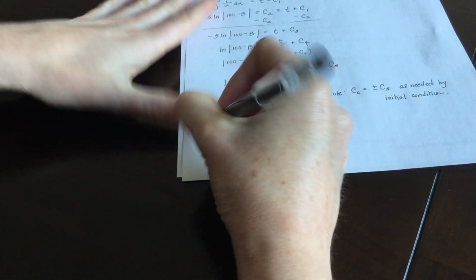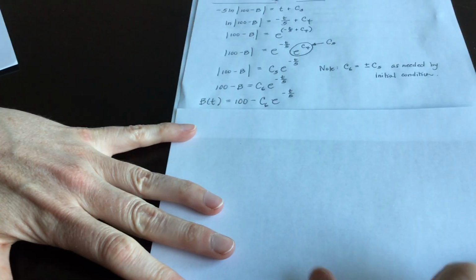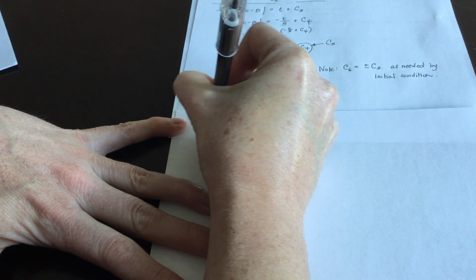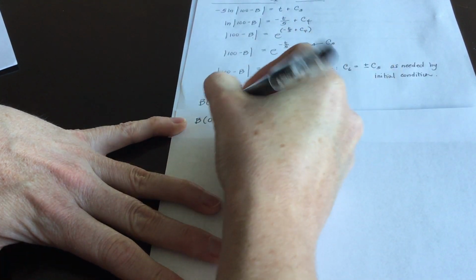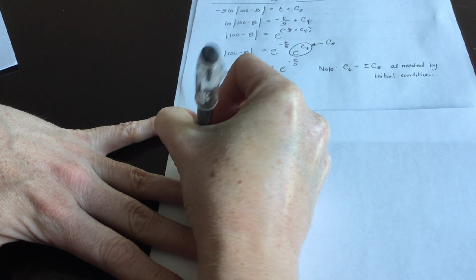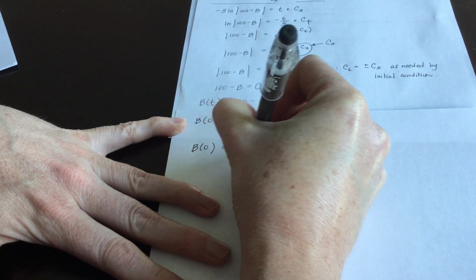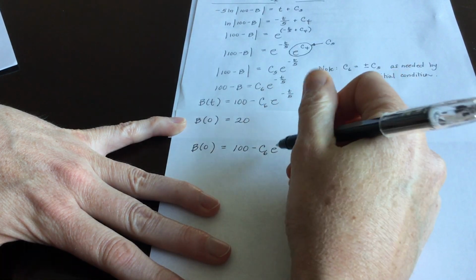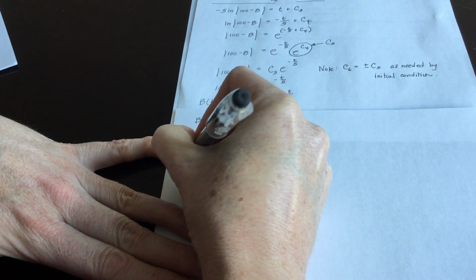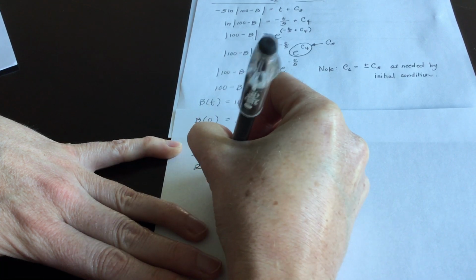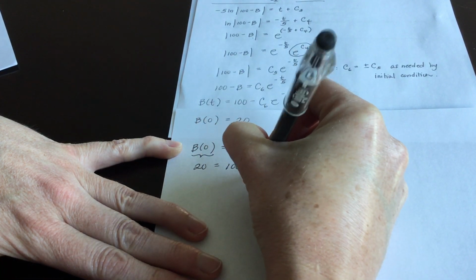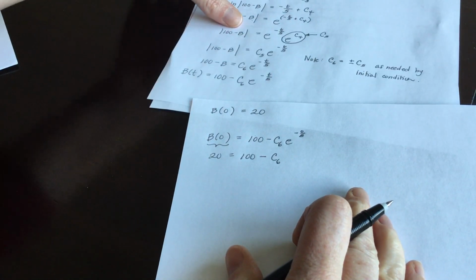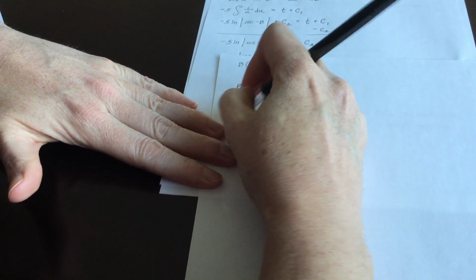I'll use a new piece of paper here. You're going to see me use the fact that B of 0 was 20. So B of 0 would simply be 100 minus C6 e to the negative 0 over 5. So e to the 0 is 1, and this is 20. 20 would equal 100 minus C6, since this is equal to 1. So what would C6 have to be? It would have to be 80.